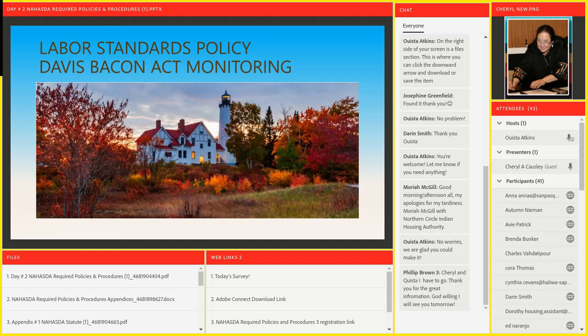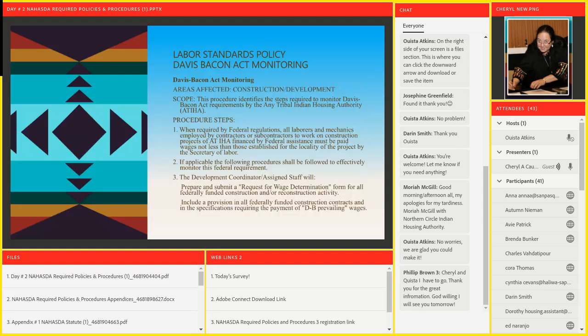Your labor standards, you have to have that policy about your Davis-Bacon Act and monitoring. Your areas that fall under your Davis-Bacon are areas affected, your construction and your development. The scope is the procedure that identifies the steps required to monitor Davis-Bacon Act requirements by your housing entity. You should have procedural steps put in place.